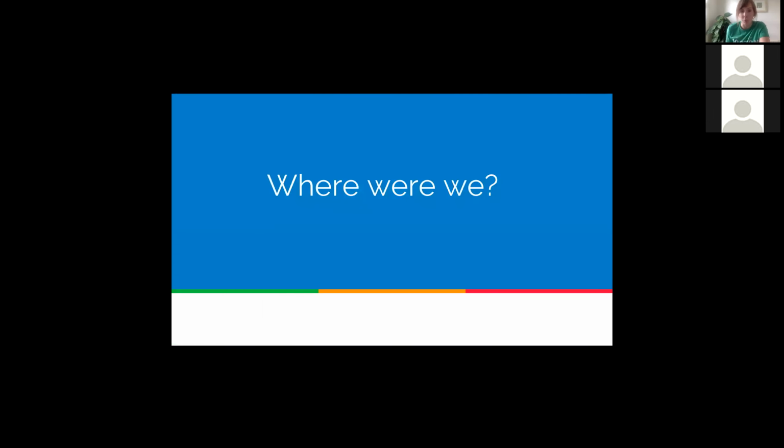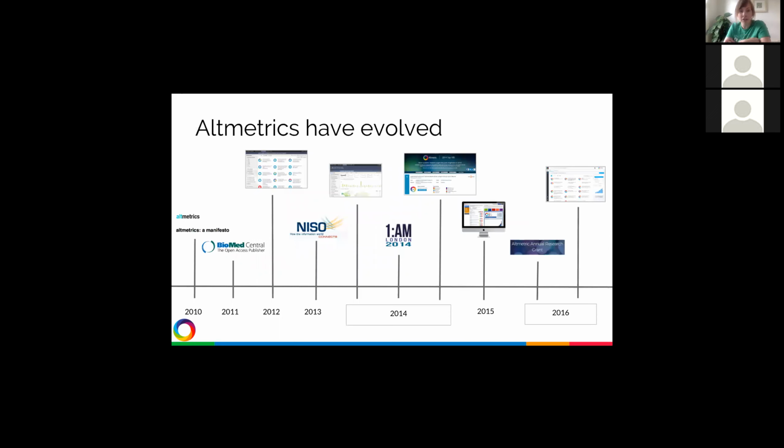So, where were we? Altmetrics have come a long way in the last 5 years. Or even longer than 5 years now, actually, time flies, right back to 2010, when the Altmetrics manifesto was first released and the idea of Altmetrics really came about, this idea of capturing the online activity that goes on surrounding research outputs and offering something alternative to traditional citation-based metrics.